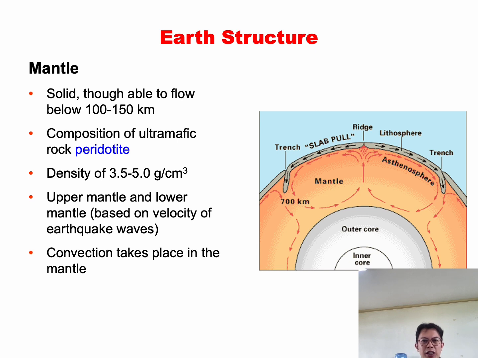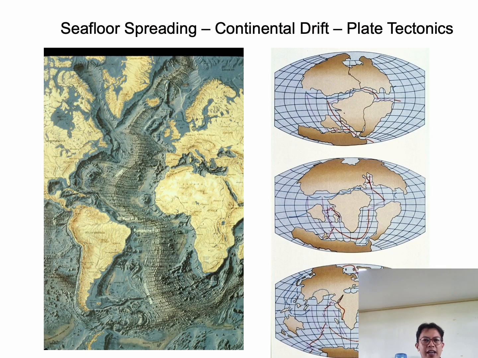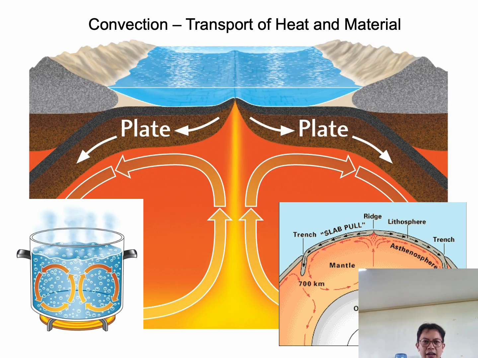Okay, the Earth structure and the convection current, the composition, what is the mantle, the density, you all know that already. Okay, in my previous video lecture, we have also covered the continental drift, the seafloor spreading, and the evidence provided by Wegener to convince us that there really is a drifting. We have also discussed in our class the convection current.